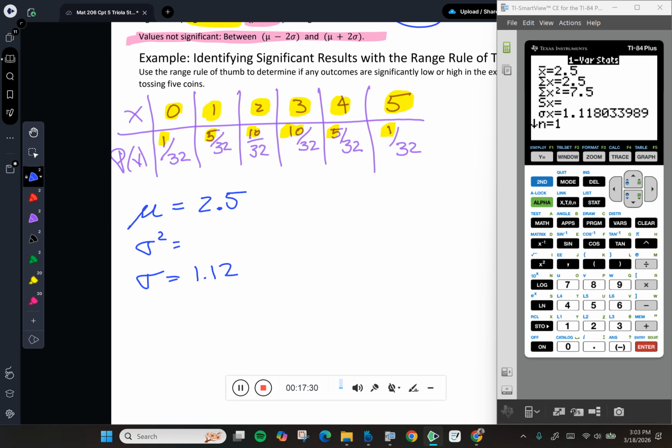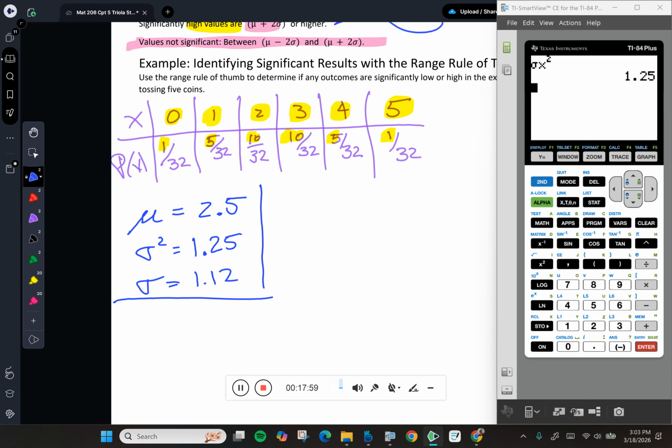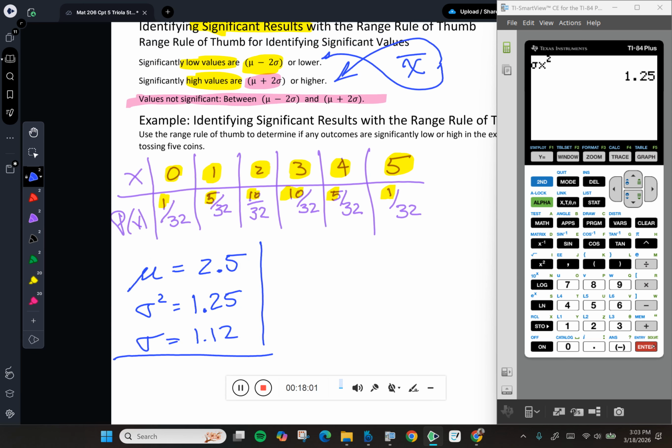So again, I'm going to go to Variables, under Stats, grab the population standard deviation and square it, and I get that the variance is 1.25. Again, like I said, I don't need it for this problem, but I wanted to find it. Now, I'm going to use those parameters to calculate the cutoffs for significantly low and significantly high.